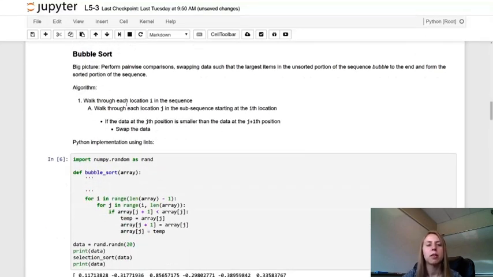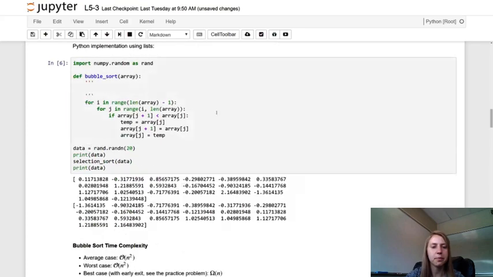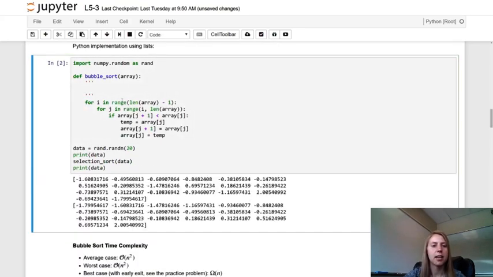Bubble sort is also a common algorithm taught in introductory computer science courses. The big picture behind bubble sort is to perform pairwise comparisons, swapping data such that the largest items in the unsorted portion of the sequence bubble to the end and form the sorted portion of the sequence. So it's called bubble sort because the largest items bubble to the end. So your sorted portion grows from the right end, the largest end, down until there's only one item left, and a sequence of one item is itself sorted. Here's some code that runs on a 20 item array, again random data, and sorts using bubble sort.